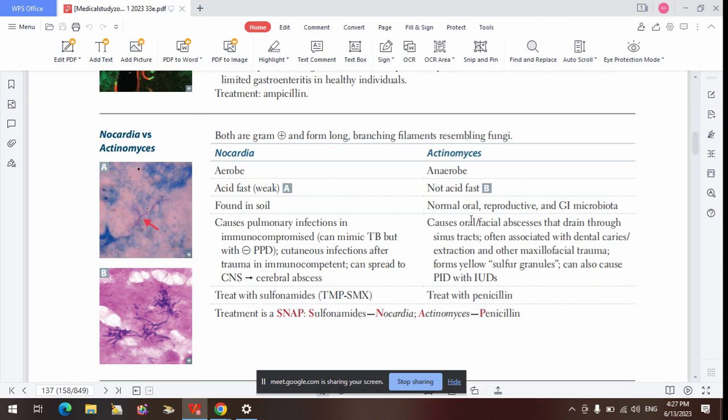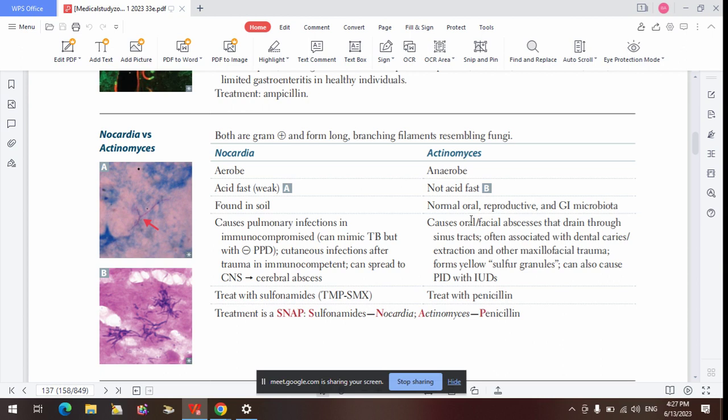Nocardia is aerobic. It is partially acid fast. It is found in the soil. So how does Nocardia get into the body? You have to inhale it. You have to inhale those nocardial microbes from the soil. They can get aerosolized and inhaled into the lungs. So it typically causes pulmonary infection.